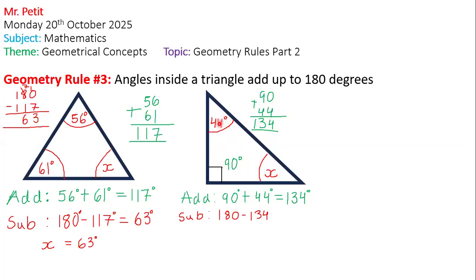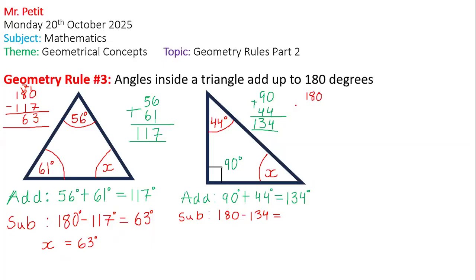We already know 2 of them. So we add it first. When we add it, what do we get, Courtney? 134. Very good. And so what we do is we subtract now. We say 180 minus 134. And class, when you all subtract it, what do y'all get? I got 46. 46 degrees. All right. 46 degrees.